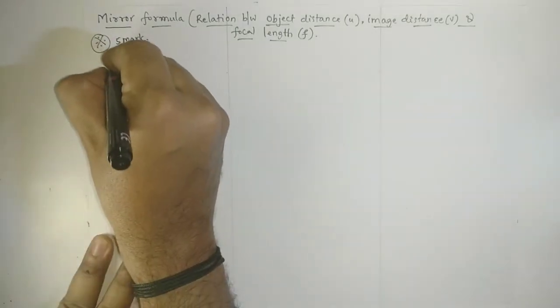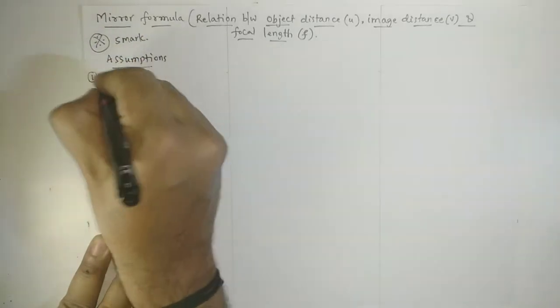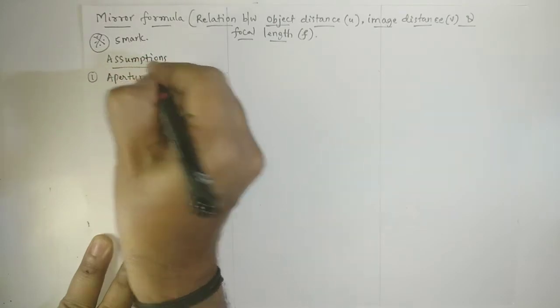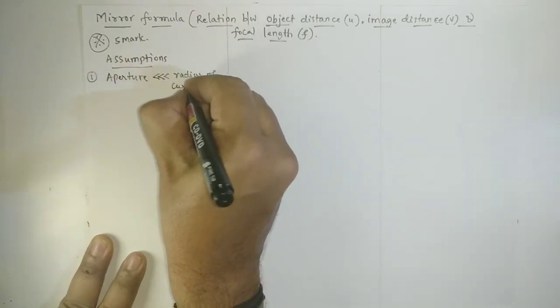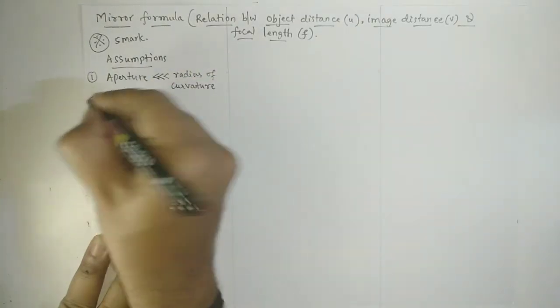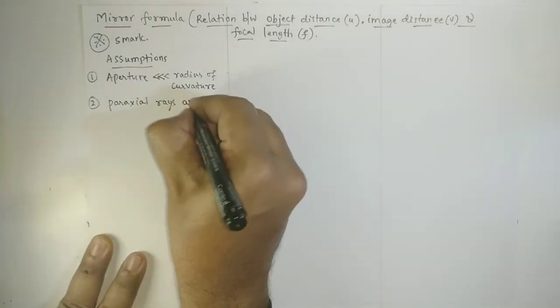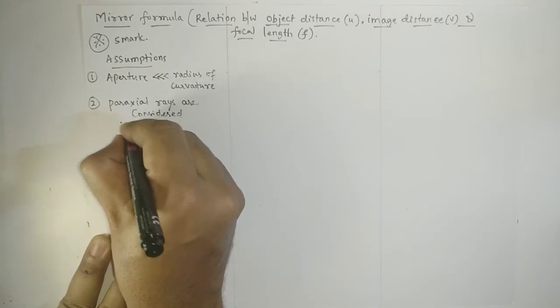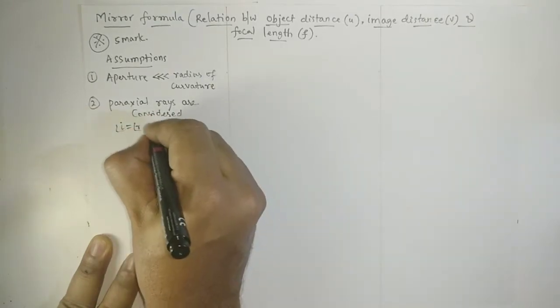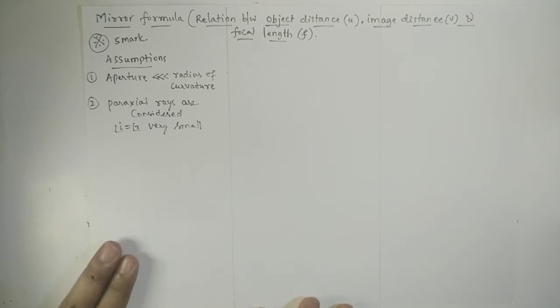So again here, in deriving this relation, we go for the same assumptions. The first assumption says that the aperture of the given mirror is very small in comparison with its radius of curvature. The second assumption is, again, we consider only paraxial rays, that is the rays which are very close to the principal axis, so that the angle of incidence, which is equal to the angle of reflection, becomes very small. Now using this, let's try to arrive at the relation between u, v and f.